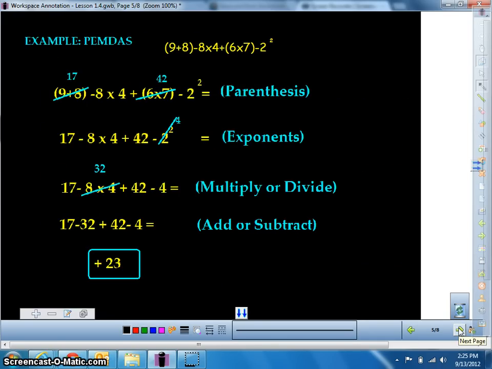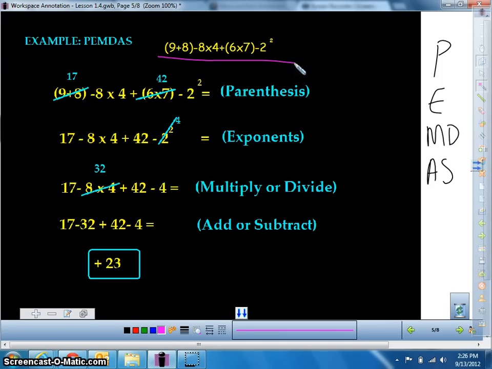One thing that I like to do, when I'm still getting myself familiar with this, is write out the PEMDAS. And I always write it like this because this way then I know that the multiplication and division are equal and the addition and subtraction. So here's our original problem up here. We've got this 9 plus 8 in parentheses minus 8 times 4 plus 6 times 7 in parentheses minus 2 squared. So the very first thing I want to do is get rid of the parentheses.